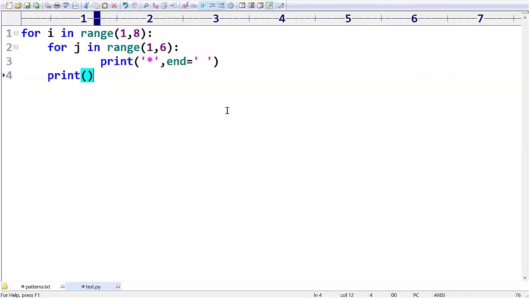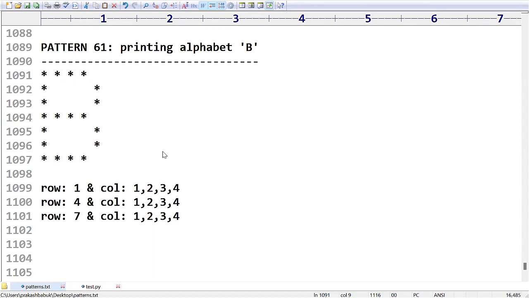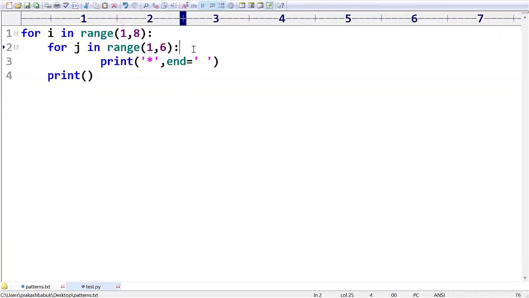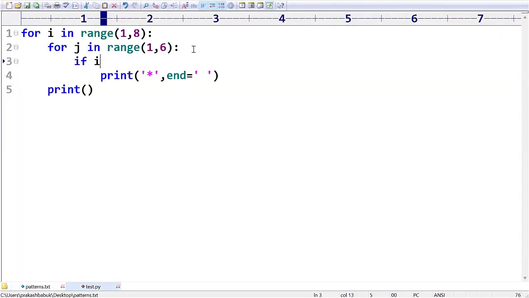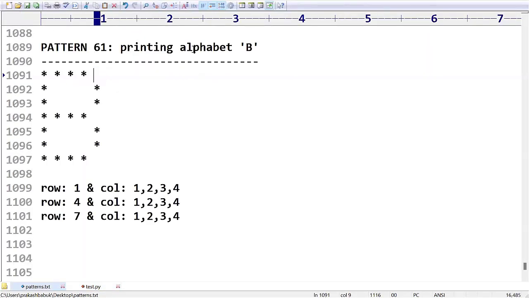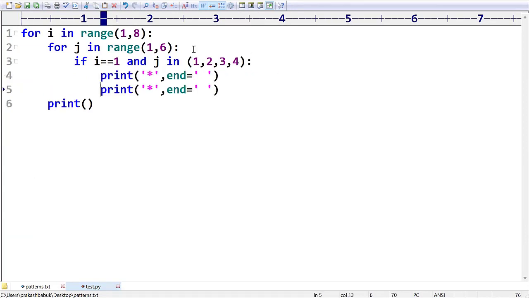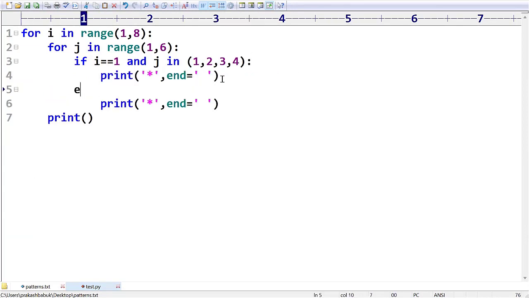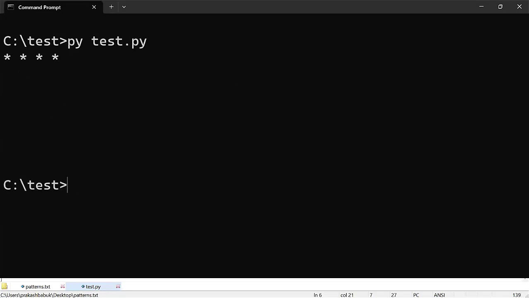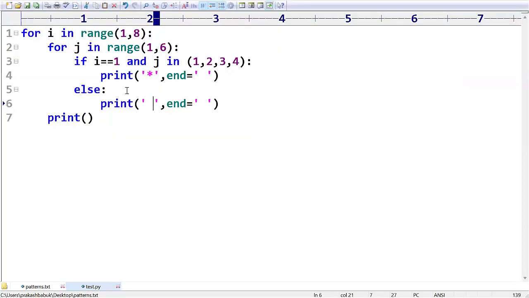In this case, what are the constraints that they have given in the first row? That means if your row value is equal to 1, and if your column value is in 1, 2, 3, 4, I just want to print the star. Sir, if it is not the case, then I am printing empty space here. Now let us see partial implementation of this B, did we get it or not? Yes, only for first row.